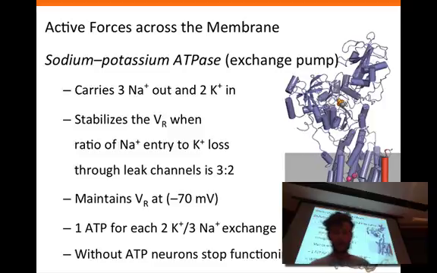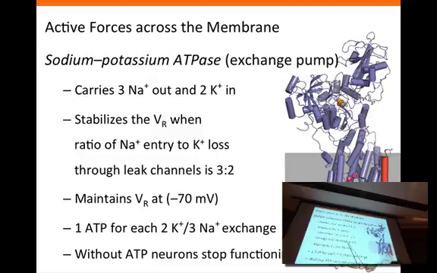So the sodium-potassium ATPase is a really cool protein. I've already sort of said all this, but this puts it in word form here. It stabilizes the resting potential when the ratio of sodium entry to potassium loss through the leak channels is roughly 3 to 2. When the concentration gradients of sodium and potassium on either side of the membrane allow leaks through the expression pattern of the leak channels so that sodium and potassium are leaking across the membrane relative to one another in a 3 to 2 ratio, that's when it matches the sodium-potassium ATPase. You follow that?